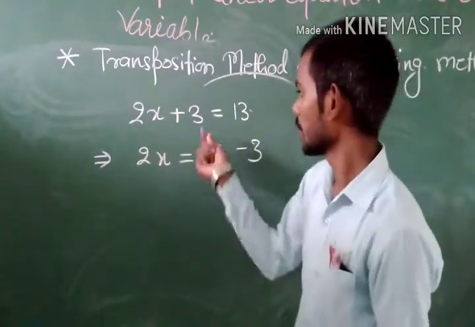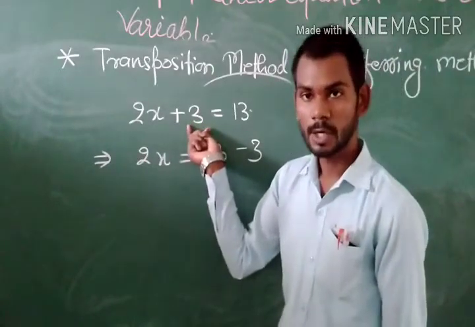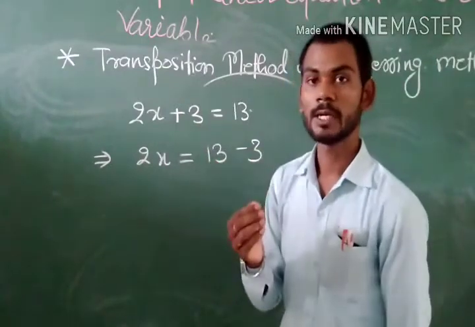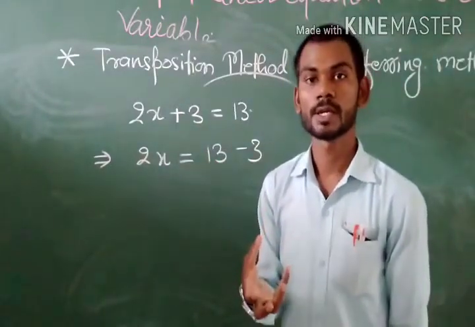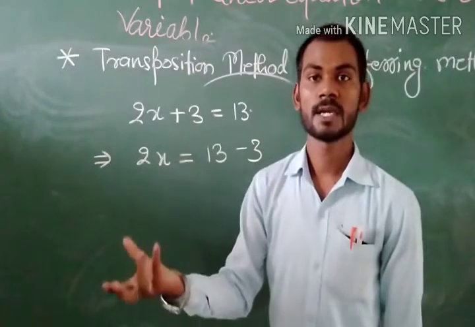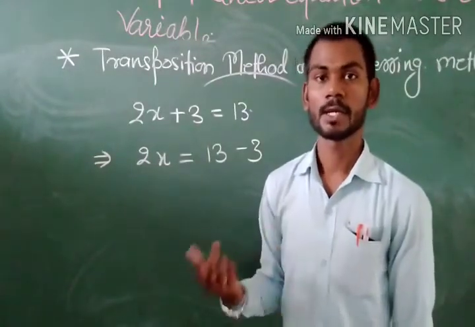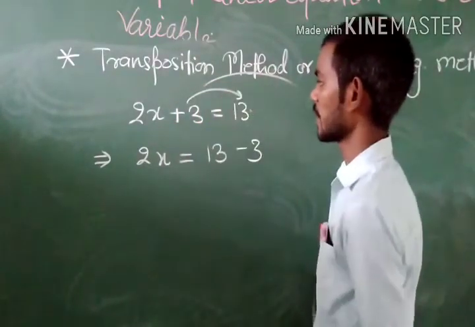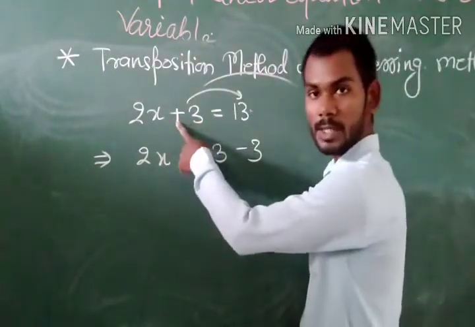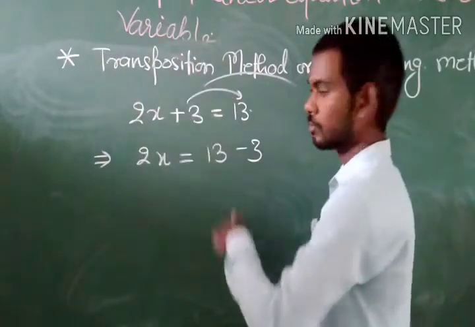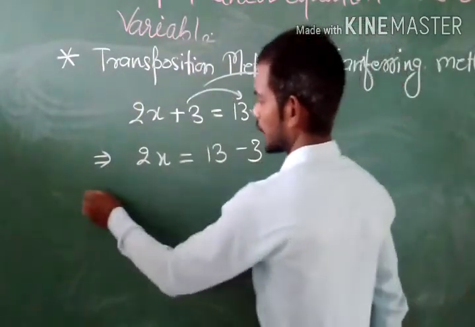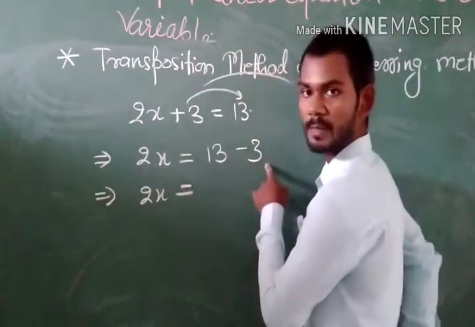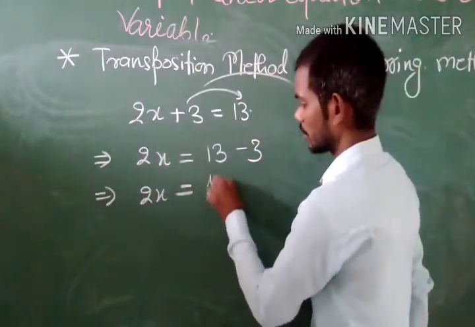Why? Here we can see that the 3 is positive, and we know that when a positive quantity goes from left hand side to right hand side, it becomes negative. So when 3 goes to right hand side, the sign plus is changed into minus. So we have 2x is equal to 13 minus 3, which is equal to 10.